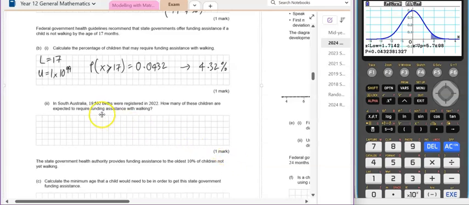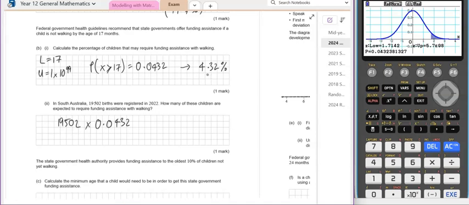In South Australia, 19,502 births were registered in 2022. How many of these children are expected to require funding assistance with walking? So here, all we're doing is taking that number, 19,502, and multiplying it by this percentage. Obviously we convert that to a decimal before we multiply it, so it goes back to 0.0432. I've already done this one on the calculator, and it works out to be 842.48. But because we're talking about the number of children, the number of people, we need an integer value here.